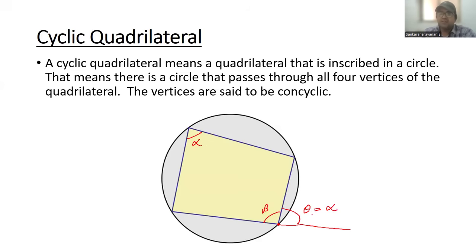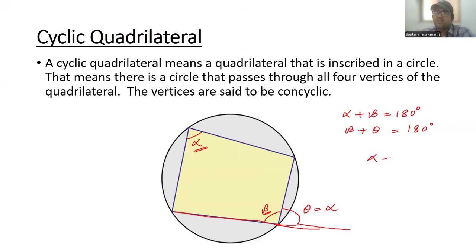The reason is very simple. You can consider that this is a straight line, right? The one I am drawing here is a straight line, so that is 180 degrees. Now you see this alpha and beta, they are the opposite angles of the cyclic quadrilateral. Alpha plus beta is supplementary. So please observe, alpha plus beta is equal to 180 degrees. This beta plus theta is also equal to 180 degrees.